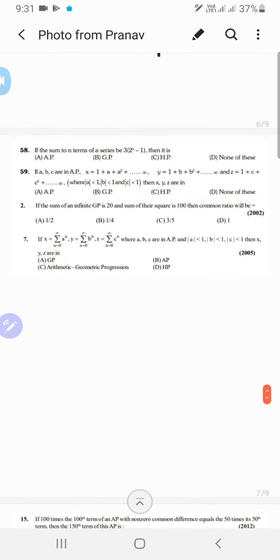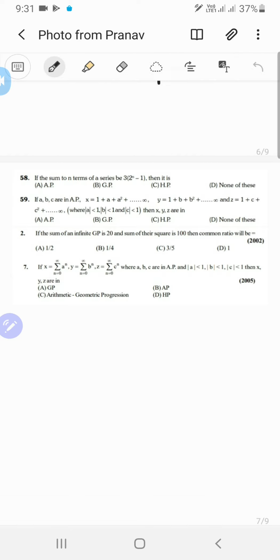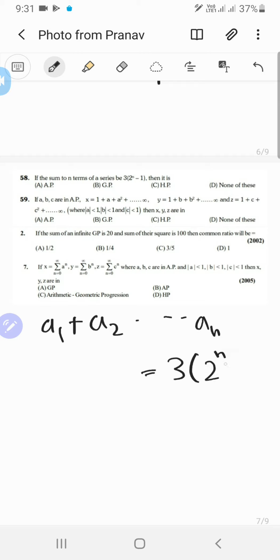Okay, if the sum to n terms of a series be 3 times 2 to the n minus 1, then it is... okay, sum of n terms. So here we go. Sum to n terms of a series is going to be the first term plus the second term all the way till n terms. That's going to be 3 times 2 raised to n minus 1.